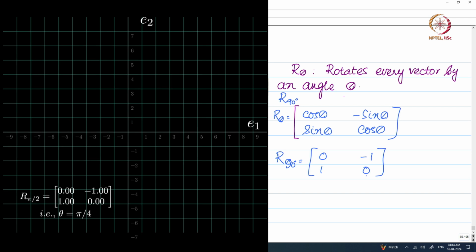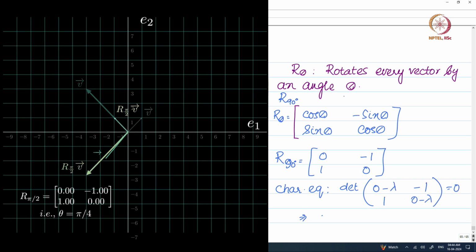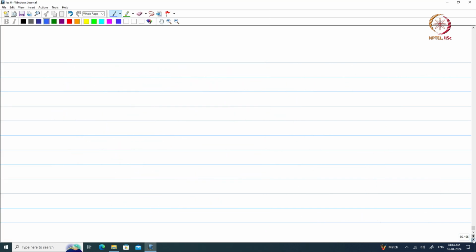Now, if you look at the characteristic equation for this, it will be the determinant of 0 minus lambda, minus 1, 1, 0 minus lambda is equal to 0. We have lambda squared plus 1 is equal to 0, which implies lambda squared is equal to minus 1 and lambda is equal to plus or minus i. That means this does not have a fixed direction at all. That means this rotation matrix will not have real eigenvalues and hence no real eigenvectors.